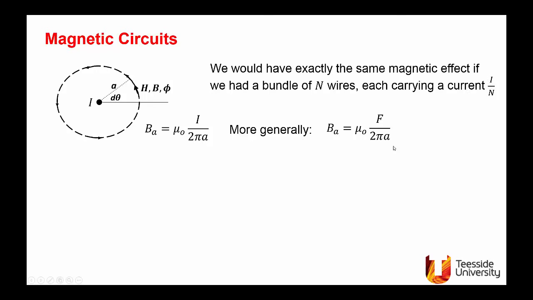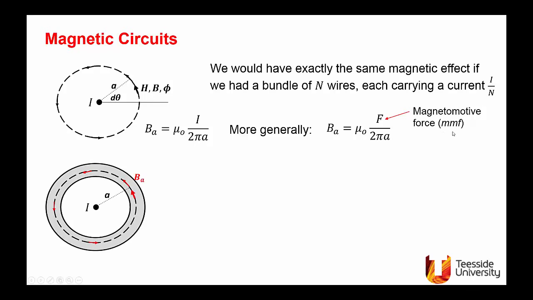Could have been anything else. Generally, we'll call it F, where F is the MMF, or magnetomotive force. Now, we bring an iron tube and place it around the current carrying conductor. The flux density here, B_A, will be much higher. Why is that?